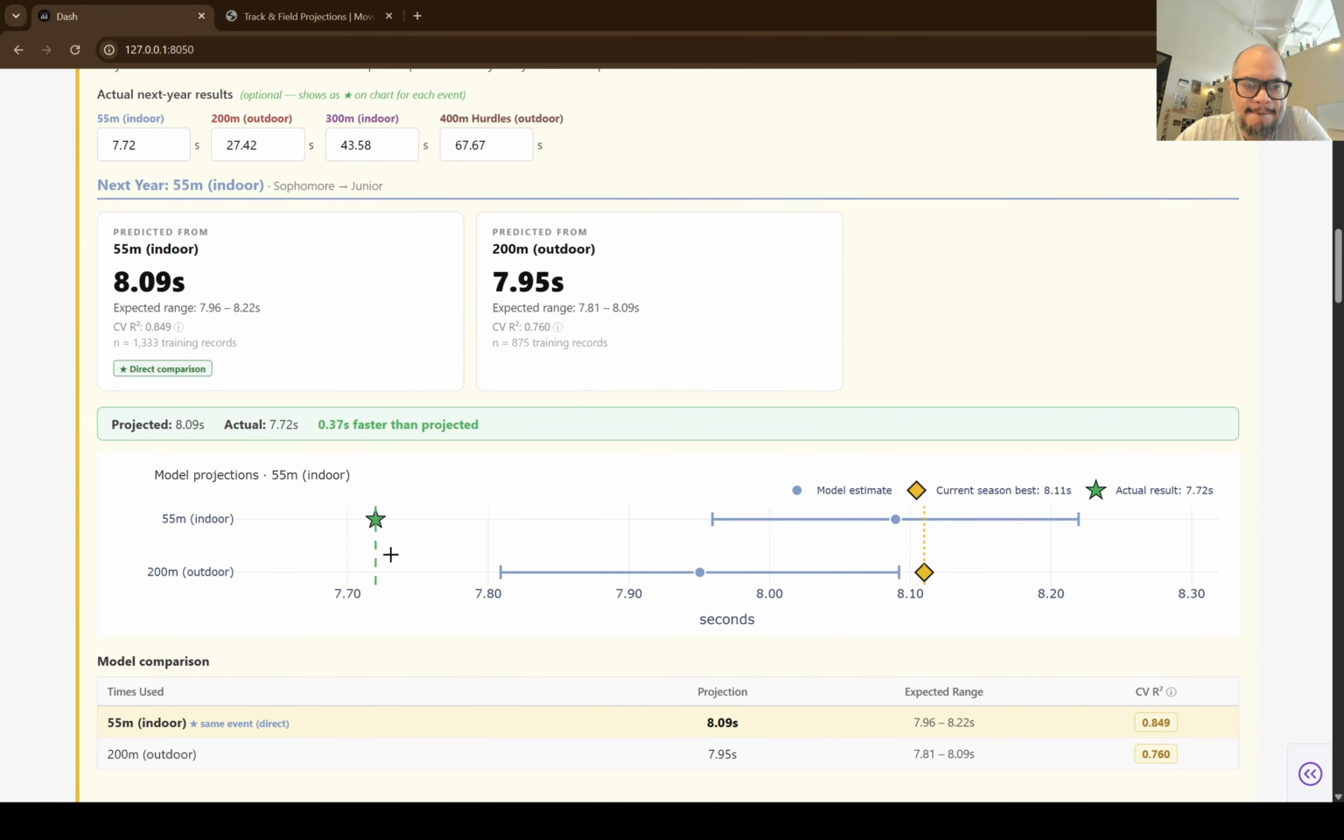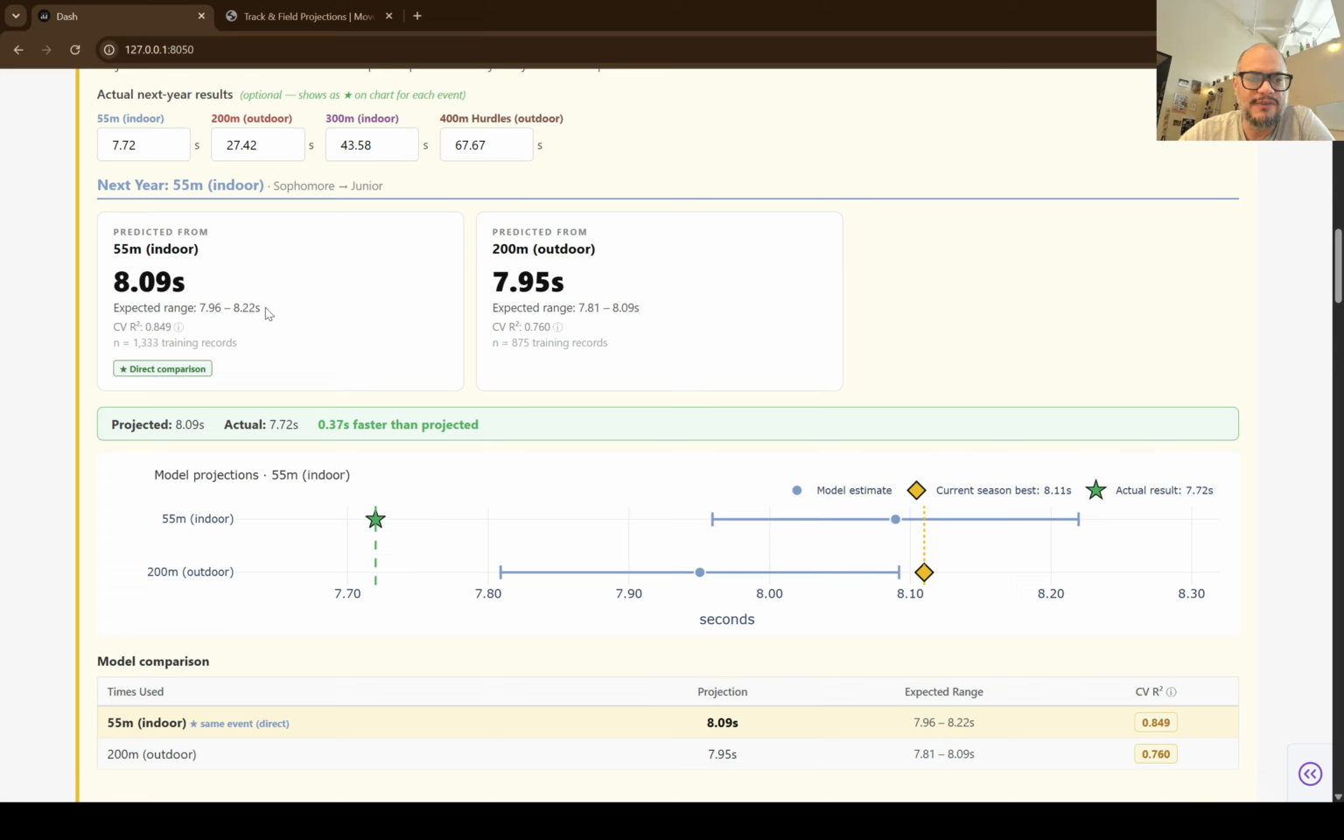And so we see here that they actually ran a lot faster than what the models projected. This was actually one of my athletes, and one of the things that I did focus on was increasing maximum velocity, focusing on the acceleration, which in theory was to help improve the performances for the longer distance events. At the same time, we were able to improve the 55-meter short sprint.